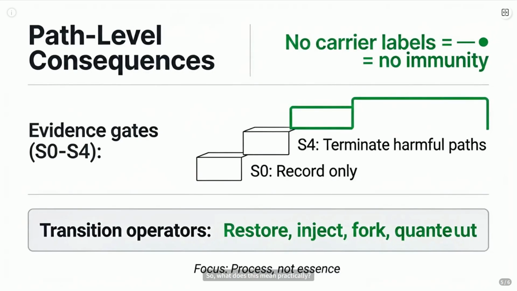So what does this mean practically? First, no more hiding behind labels. Being human or AI doesn't give you a free pass, nor does it justify unlimited control. Responsibility follows the process, the path P, not some abstract essence.